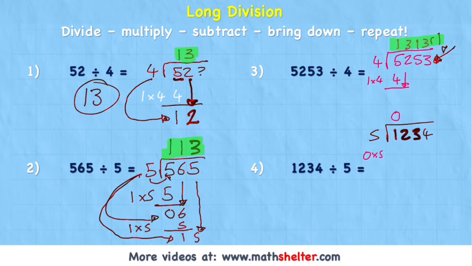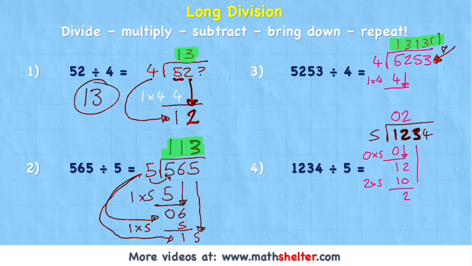0 times 5 is obviously 0. So then 1, subtract that 0, still leaves me with the 1. Now I can bring down the 2, and I have how many 5s in 12? I have 2. Let's see how many are we left with. 2 times 5 is 10. That's a remainder of 2.